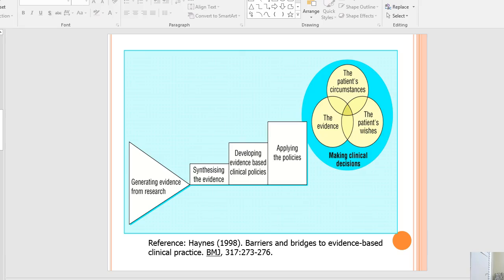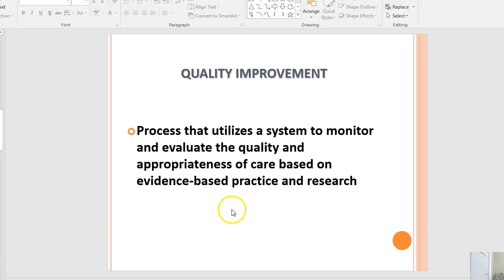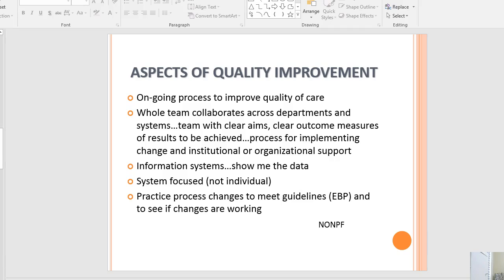So the next step, this talks about how, generating evidence from research, synthesizing the evidence, developing evidence-based clinical policies, applying the policies. Okay. So quality improvement is a process that utilizes a system to monitor and evaluate the quality and appropriateness of care based on evidence-based practice and research.